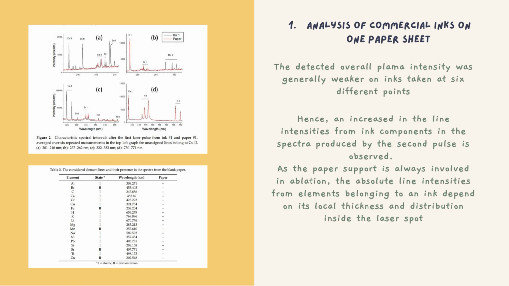From there, the paper contains high amount of calcium due to calcium carbonate, which is a paper filler. Other than that, the paper contains silicon and aluminium. The analytical lines used for monitoring the elements characteristic for papers and inks are listed in Table 3.